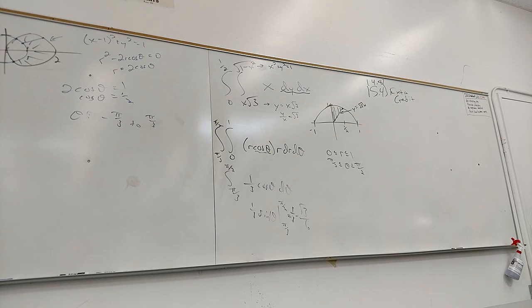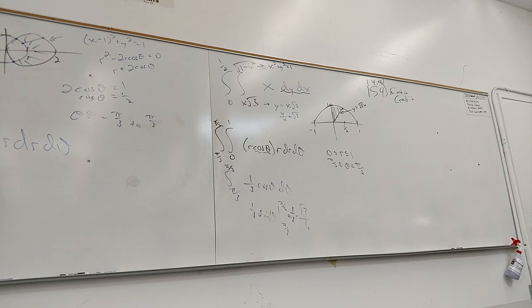Be very careful. If it was 2, then it would be a big circle with 0 as the origin, right? So it's not. Once it's offset, it loses all that nice, easy property stuff. So now we have everything we need. r goes from 1 to 2 cosine theta. Theta goes from negative pi over 3 to pi over 3.